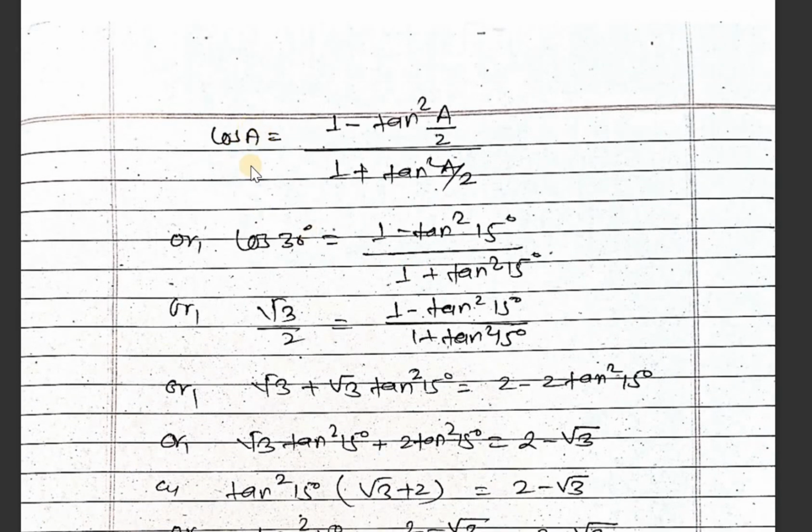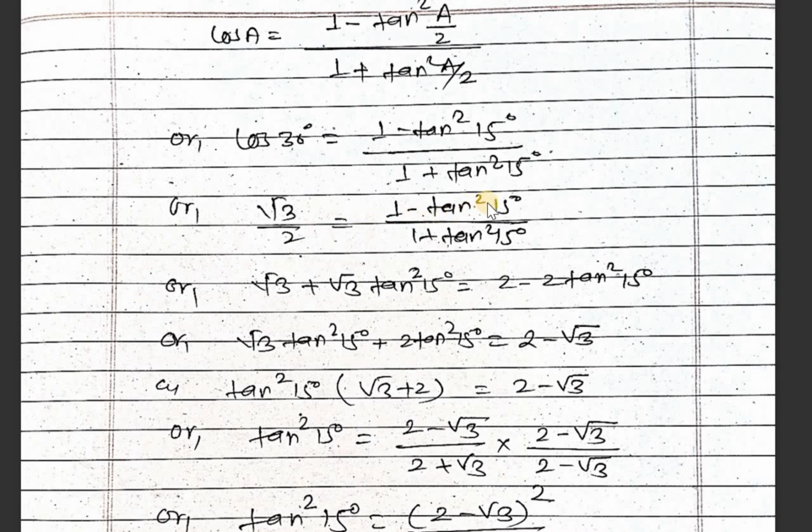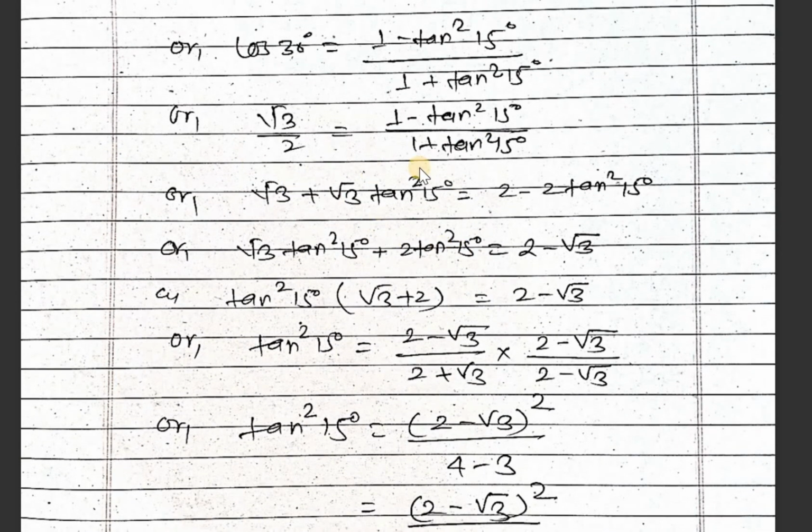So in place of A, put 30. Cos 30 = (1 - tan² 15) upon (1 + tan² 15). Then root 3 by 2 = (1 - tan² 15) upon (1 + tan² 15). Cross multiply. After cross multiplying you can get this equation. Then root 3 tan² 15 + 2 tan² 15 = 2 - root 3.